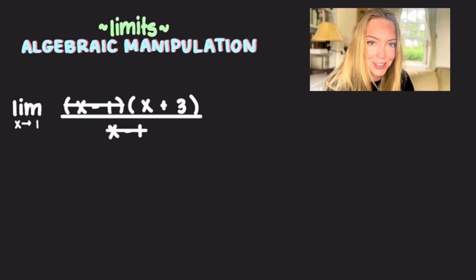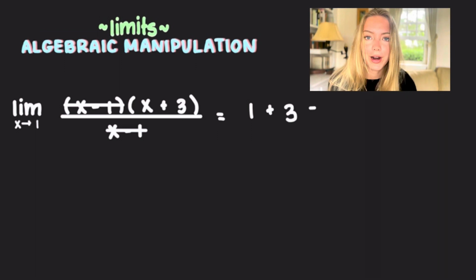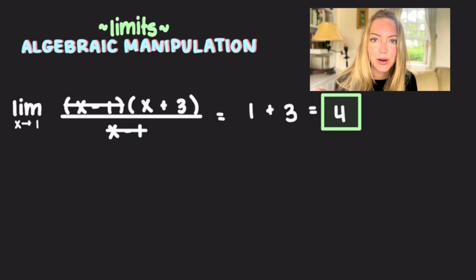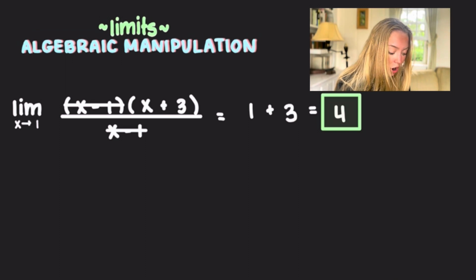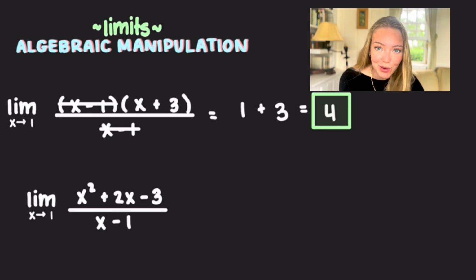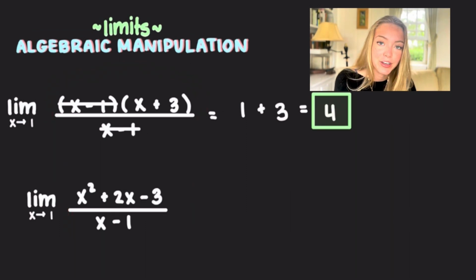And now once we cancel out the problem of the equation, we can just do what we did before and plug in. So 4 is going to be our answer for this problem. Something to note is that this could also look like this. These two are the same function. One is just a factored version.